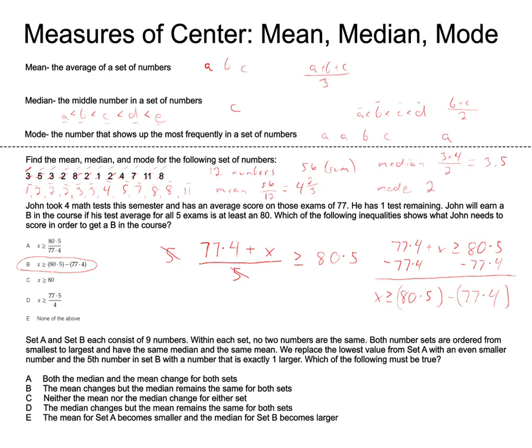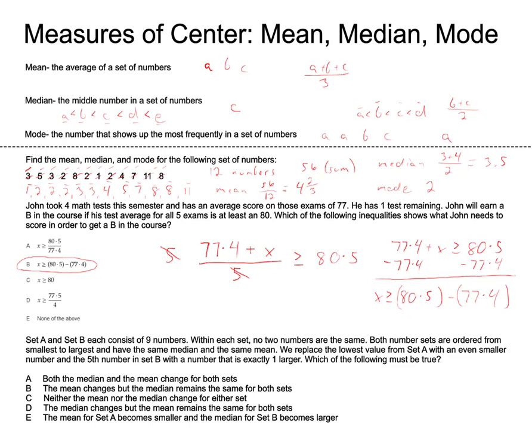Our last problem is another classic ACT problem on measures of center. Set A and set B each consist of 9 numbers. Within each set, no two numbers are the same. Both number sets are ordered from smallest to largest and have the same median and the same mean. We replace the lowest value from set A with an even smaller number, and the 5th number in set B with a number that is exactly 1 larger. Which of the following must be true?